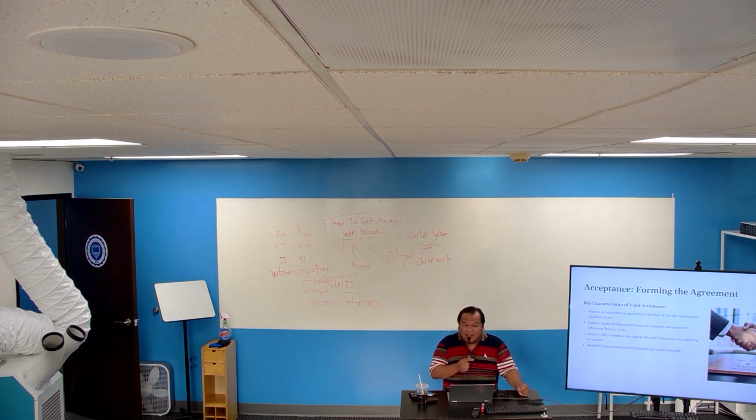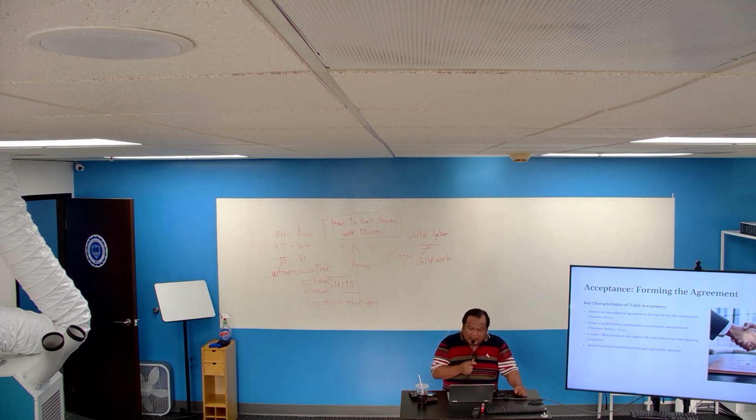Okay? Number two, forms a legally binding commitment once properly communicated. So once you sign it, it becomes legal. You cannot get away with it. Number three, counter offers terminate the original offer and create a new one requiring acceptance. Okay, so if you decide that the contract is not good for you, you can counter offer. Before you sign, you can counter an offer, and if the other party or if the other person is happy with your counter offer, then you can proceed with signing the contract.